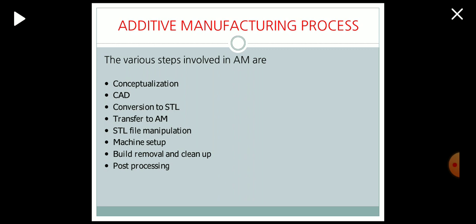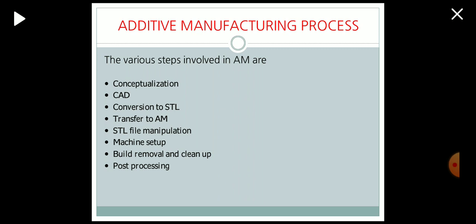Next is transfer to additive manufacturing. Now we have conceptualized and drawn, and we have converted the 3D model into STL format. Now we have to transfer this information or data to the additive manufacturing machine. It is the machine which actually manufactures the 3D component. We have to transfer this information or data.